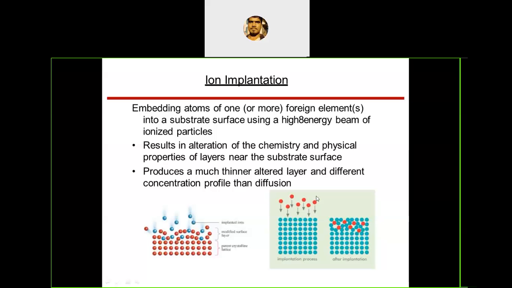First we have to produce the ions, either with the help of energy or electricity, or by chemical reaction, and those atoms or ions start transmitting onto the substrate or workpiece. So this is what we call ion implantation. It embeds one or more foreign elements into the substrate surface with a high energy beam of ionized particles. See, we just observe.